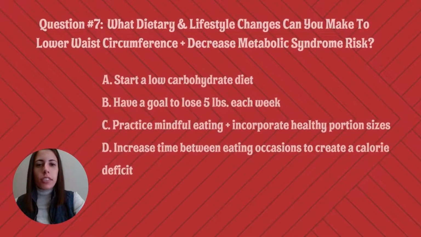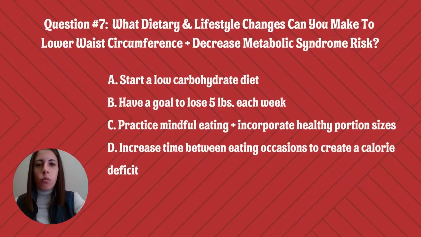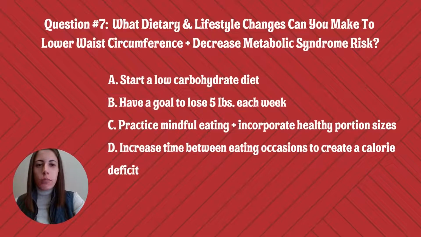All right, so question number 7, our last knowledge break here. What dietary and lifestyle changes can you make to lower your waist circumference and ultimately decrease your metabolic syndrome risk? Is it A, start a low carbohydrate diet? B, have a goal to lose 5 pounds each week? C, practice mindful eating and incorporate healthy portion sizes? Or D, increase time between eating occasions to create a calorie deficit?